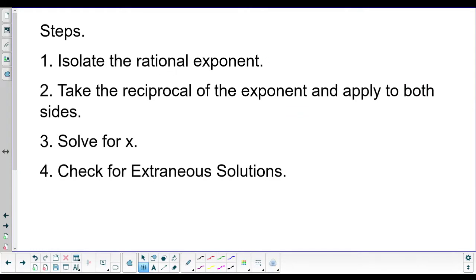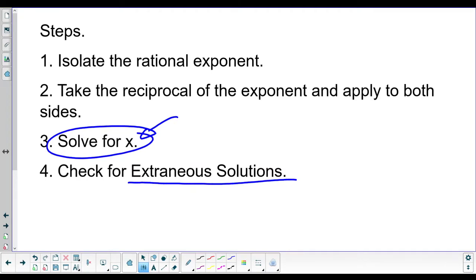After you have the thing with the exponent by itself, we're going to take a reciprocal of the exponent and do that new number as an exponent to both sides. So a reciprocal, if I have 3 over 2, the reciprocal of that would be 2 over 3. It just means take the fraction and flip it. Once we do that, stuff is going to cancel out left and right. Then we're going to solve for x. Just like last video, some of these solutions are not what they appear. There is an imposter among us, and we must check for imposters or extraneous solutions.